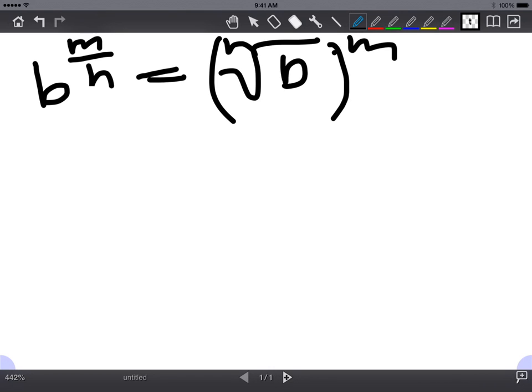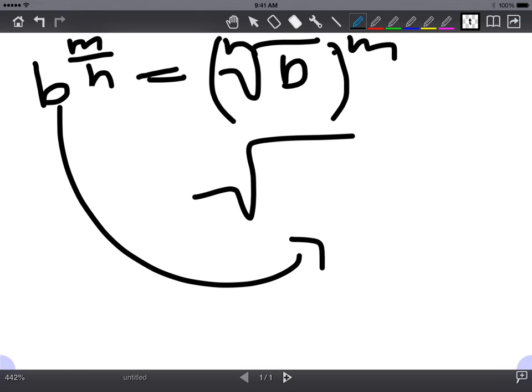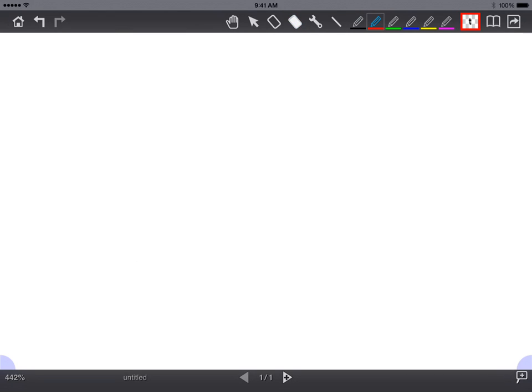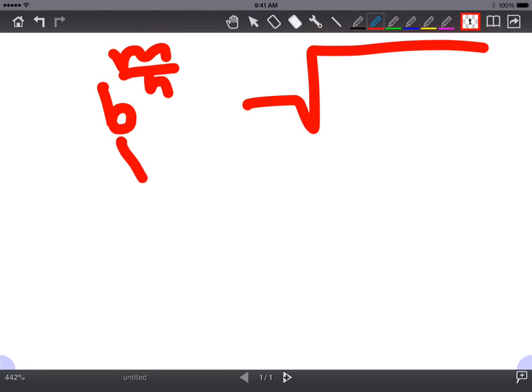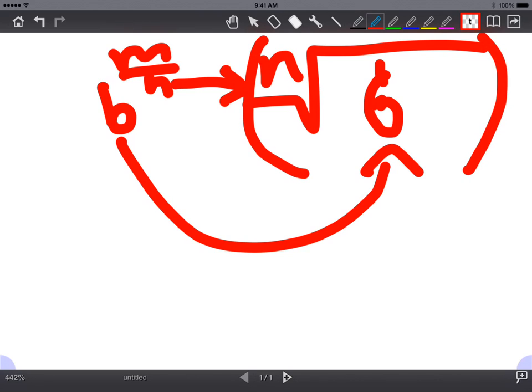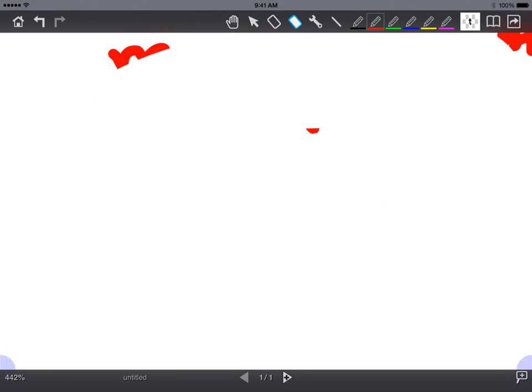So I'm just going to do it again. I'm just going to rewrite this because I really want this to be clear. So b to the m over n. Okay, so the b comes here under the radical. The n comes here as the index, and we're raising the whole thing to the mth power. Okay, hopefully you sort of got that.